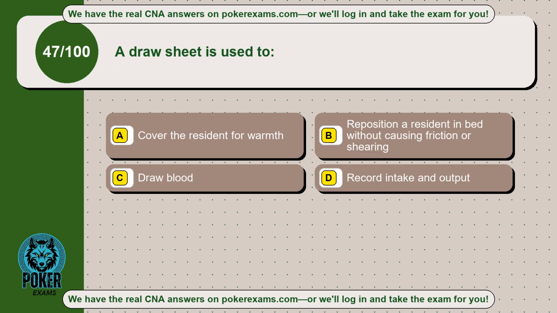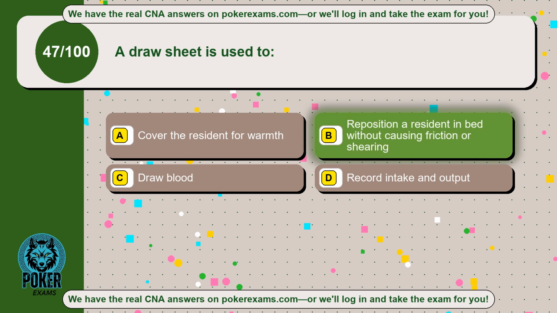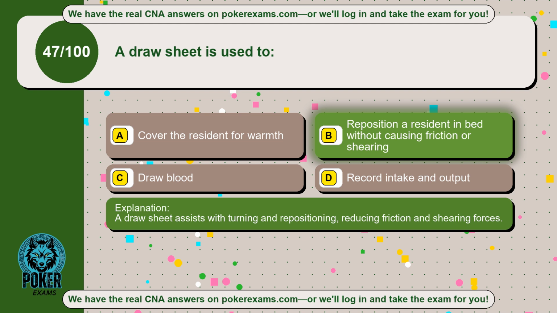Question 47. A draw sheet is used to: Option A. Cover the resident for warmth. Option B. Reposition a resident in bed without causing friction or shearing. Option C. Draw blood. Option D. Record intake and output. The correct answer is option B. Reposition a resident in bed without causing friction or shearing. A draw sheet assists with turning and repositioning, reducing friction and shearing forces.